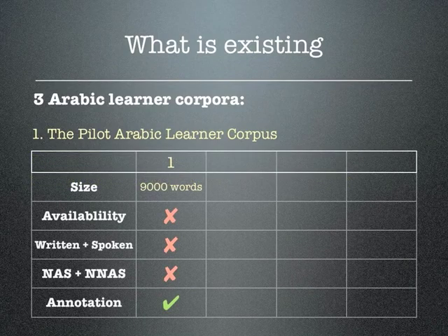The Pilot Arabic Learner Corpus. According to Abu Hakima, this corpus is designed to include around 9,000 words of Arabic written materials produced by American native speakers of English who learn Arabic as a foreign language. 2 levels were included: intermediate and advanced. Some of the learners' essays were written while the learners were studying Arabic in the United States, while others were produced when they went to study abroad in Arab countries.